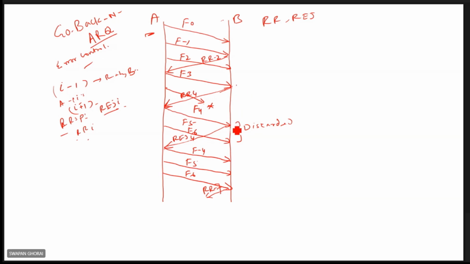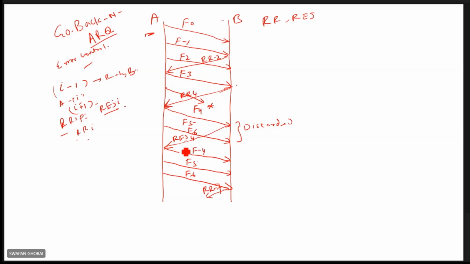So you will see the frames are out of sequence. Out of sequence, so it will discard these frames, and it will send the negative acknowledgement. You see, reject R. Which frame is not received? That will be mentioned here.